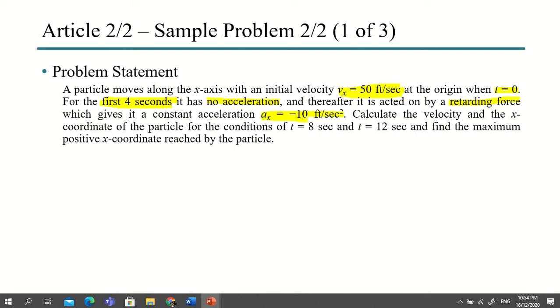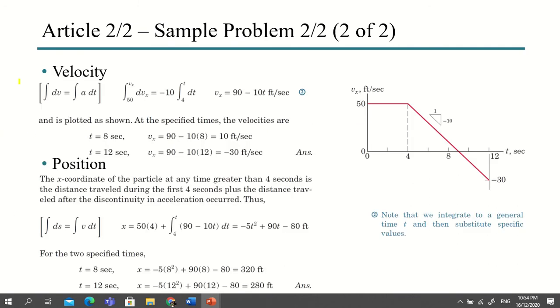And we are asked to calculate the following: the x coordinate of the particle for the conditions t equal to 8 seconds and t equal to 12 seconds. Then find as well the maximum positive x coordinate reached by the particle. Okay, so here's the solution, class.